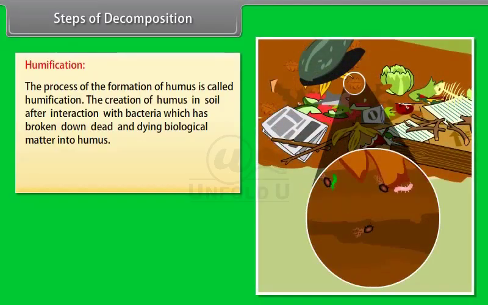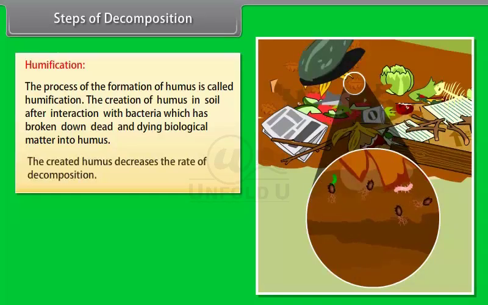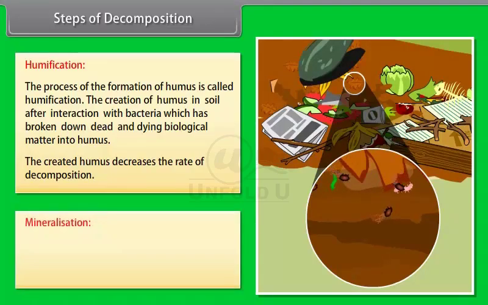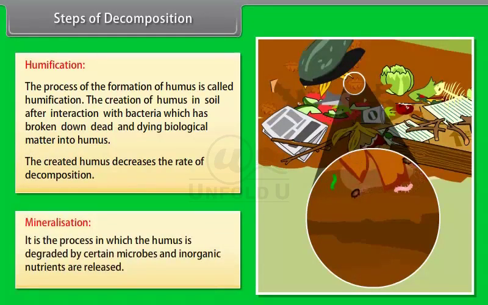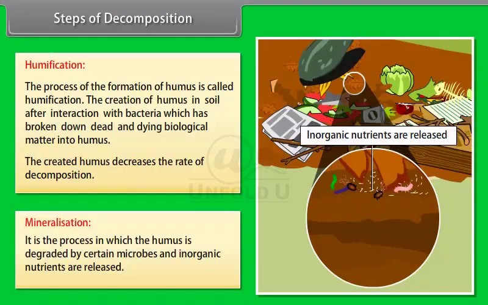Steps of decomposition. Humification. The process of formation of humus is called humification. It is the creation of humus in soil after interaction with bacteria which has broken down dead and dying biological matter into humus. The created humus decreases the rate of decomposition. Mineralization. It is the process in which the humus is degraded by certain microbes and inorganic nutrients are released.